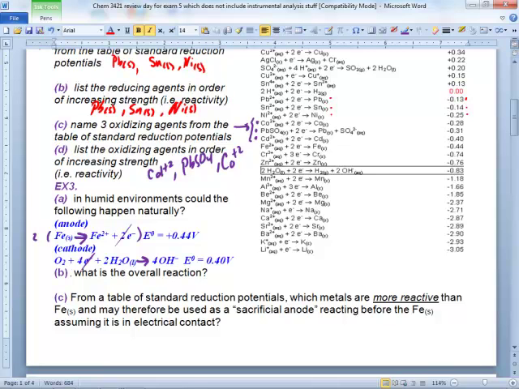Okay. So it's definitely natural. It could definitely possibly happen. What's the overall reaction? Well, you pretty much just have to do what? Multiply the top one through by 2. Add up all the reactants. Add up all the products. And that's your overall reaction. I'll give you a minute to write that down there.